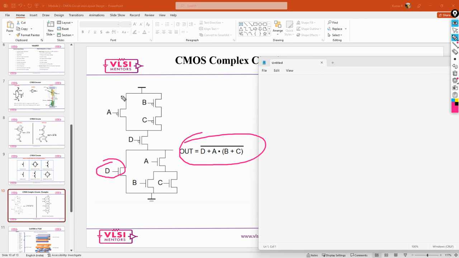Now this particular thing is going to be exactly opposite. So anything that is parallel here is going to be in series, and anything that is in series is going to be parallel. Okay.